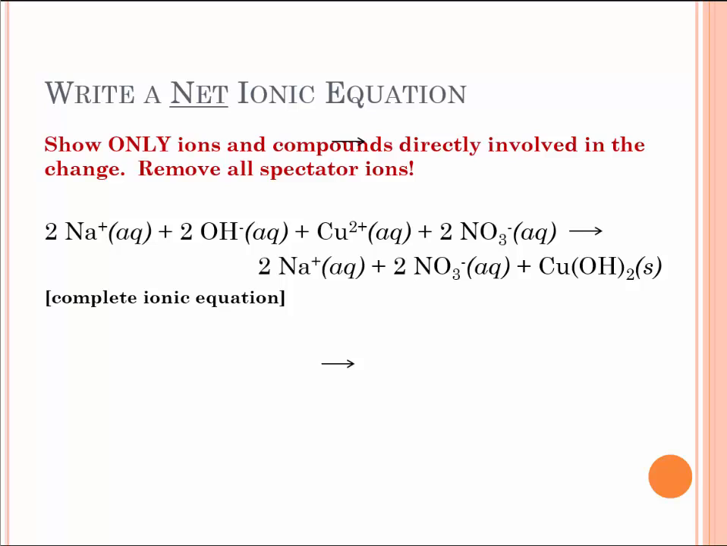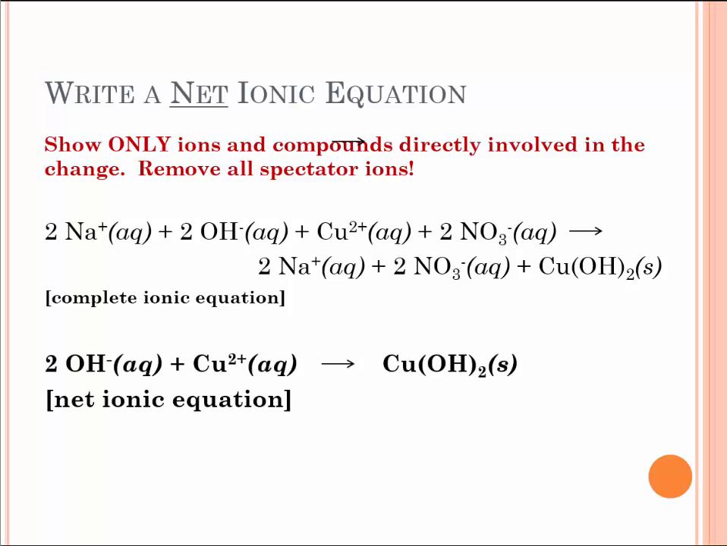That leaves us with what's called the net ionic equation. 2 hydroxide ions react with 1 copper 2 ion to make the solid copper hydroxide, or copper 2 hydroxide. This represents only the ions that were involved in the change. It shows, since there are still formulas left in the equation, that this was a true chemical reaction.